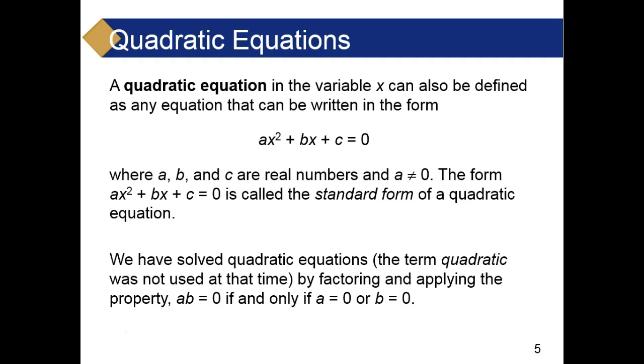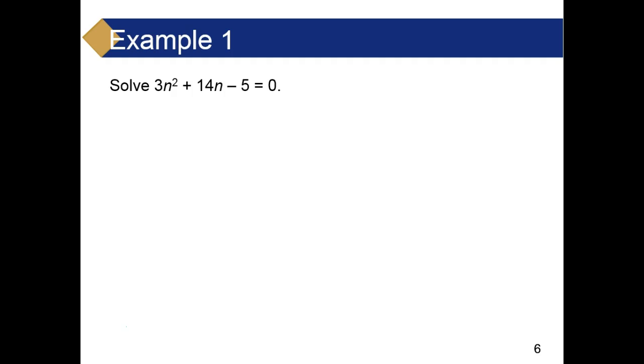We'll solve quadratic equations by factoring, yes, that's what we did in chapter 3, and by applying the property AB equals 0 if and only if A is equal to 0 or B is equal to 0. All the time we were doing that. And we'll continue to do that, okay? So let's do one. Again, this is a review of what we already have done, but maybe a little more involved. How would you approach a problem like that?